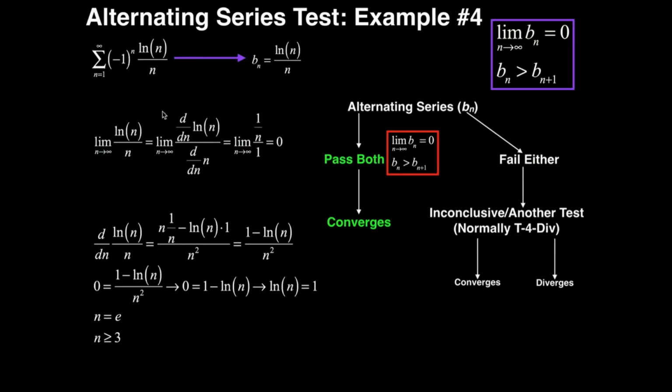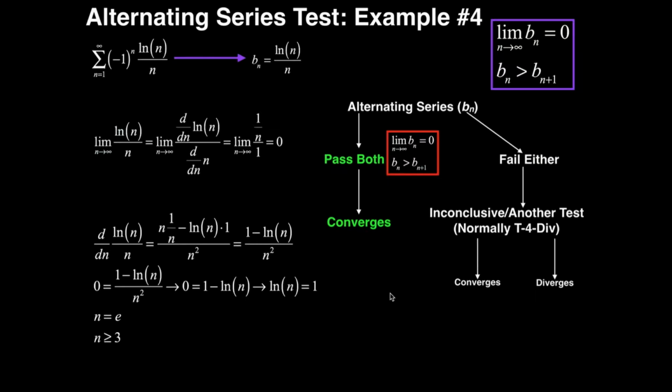So let's take the derivative of both the numerator and denominator with respect to n. So L'Hopital's rule says the derivative of the natural log is just 1 over n. We still have the limit as n goes to infinity, and the derivative of the bottom, n, is just 1. And so this would just become the limit as n goes to infinity of 1 over n, which if you plug in infinity, 1 over infinity is 0. So yes, the first criterion is satisfied here. All right? So let's move on to the second one.